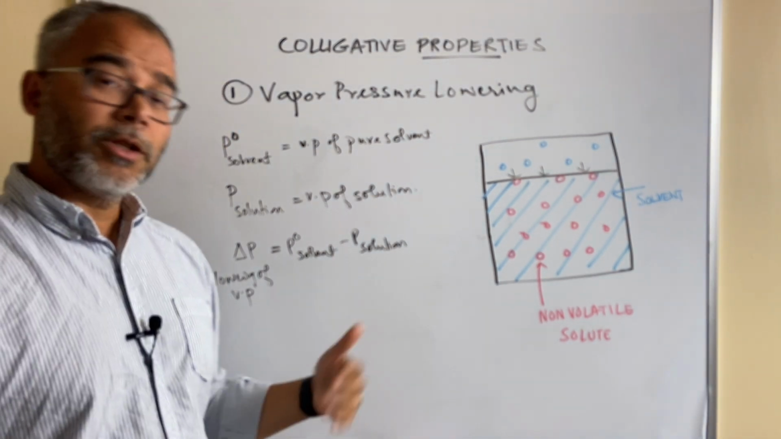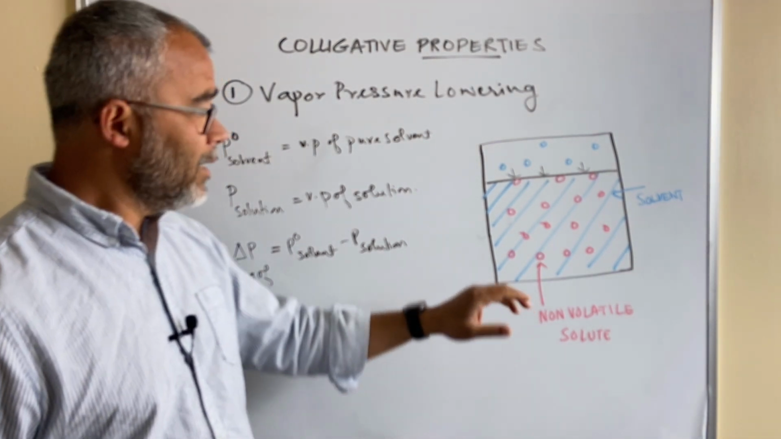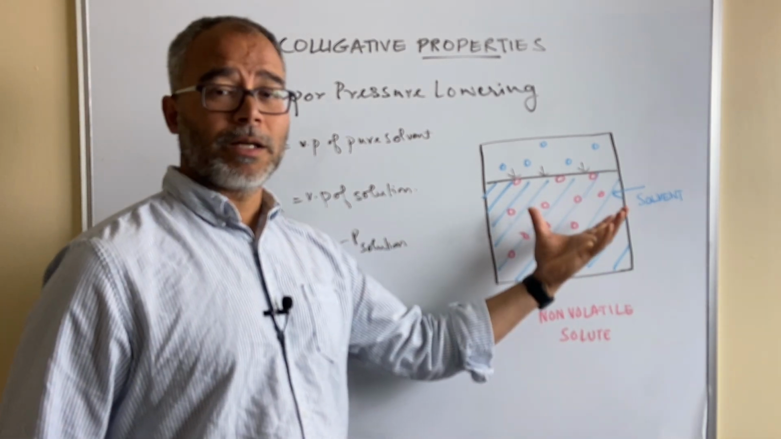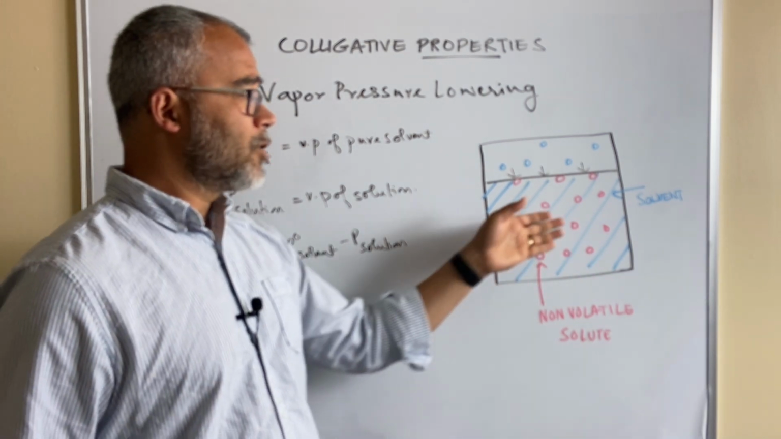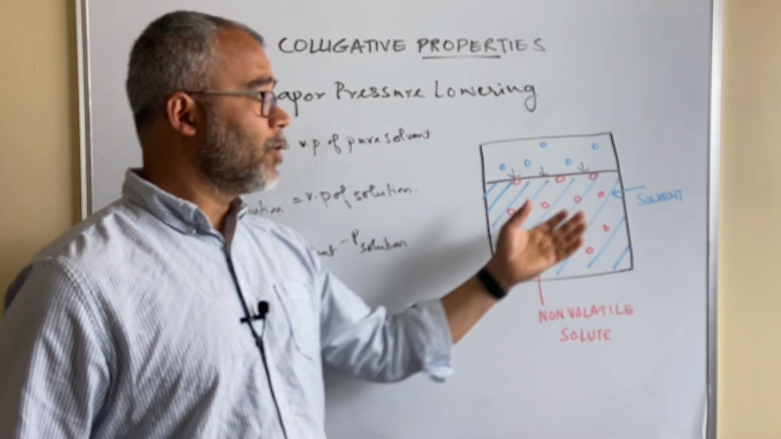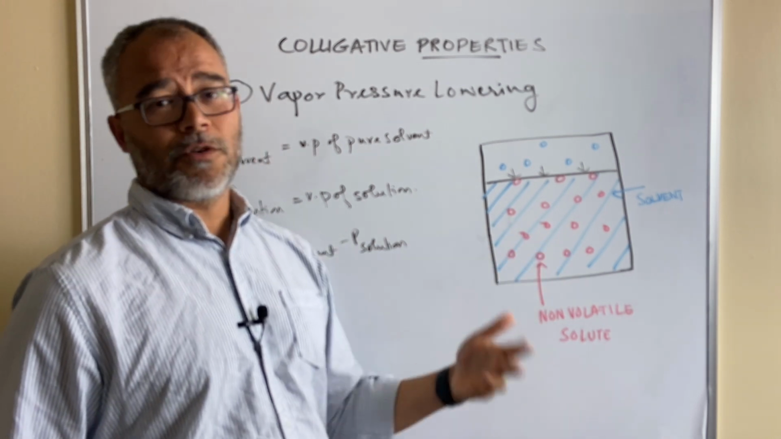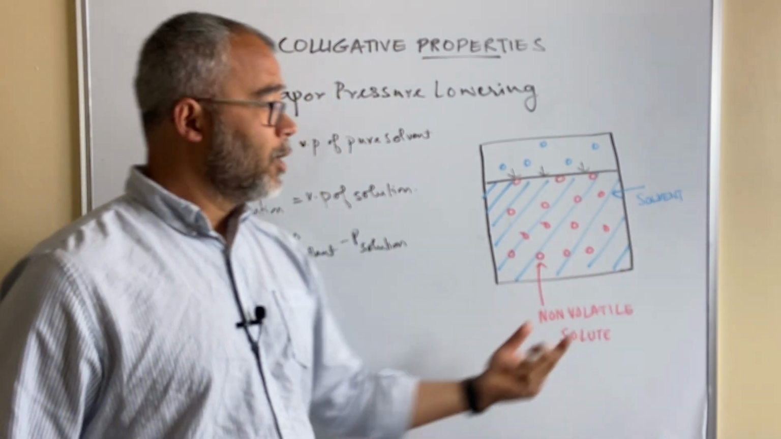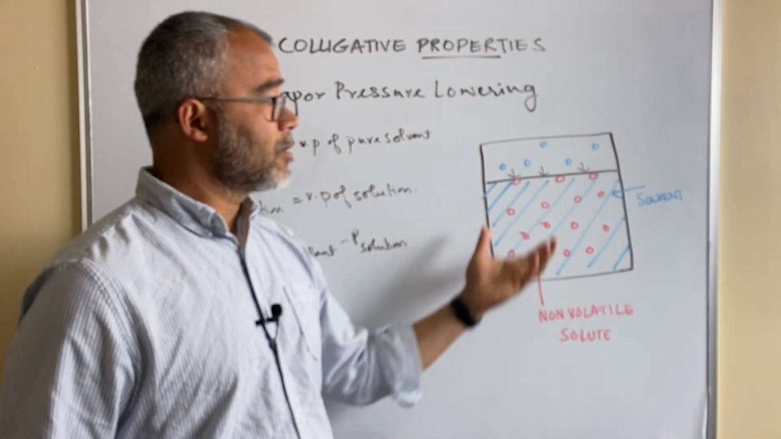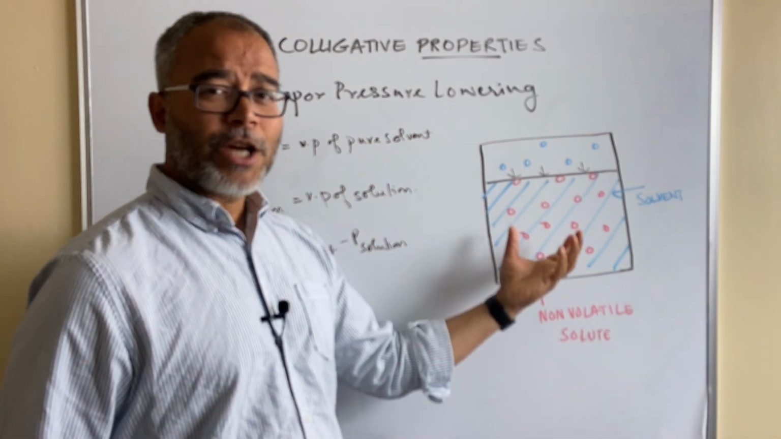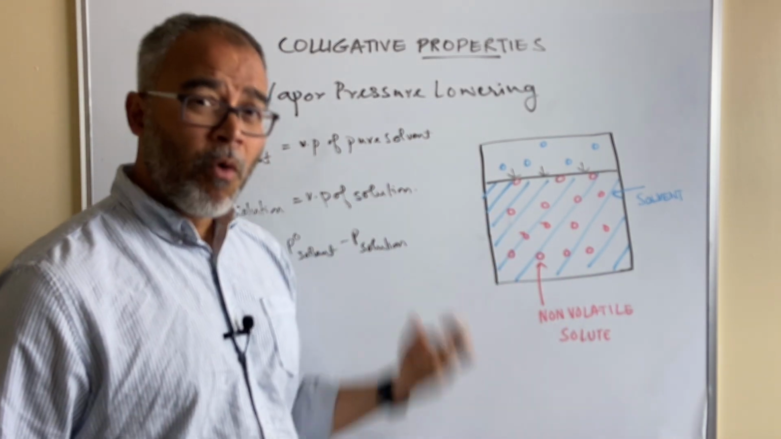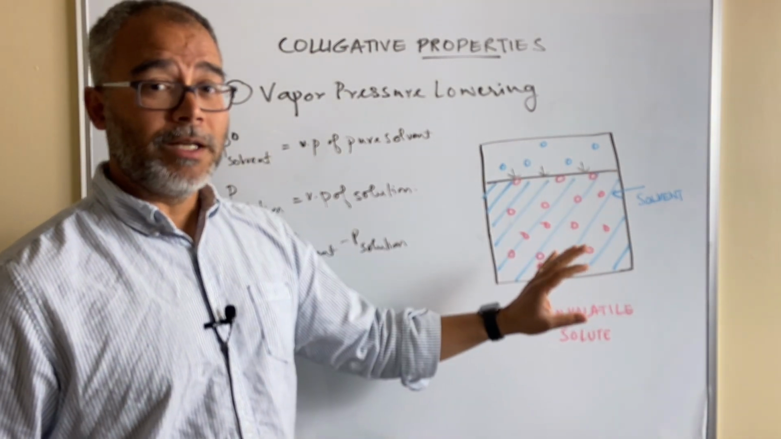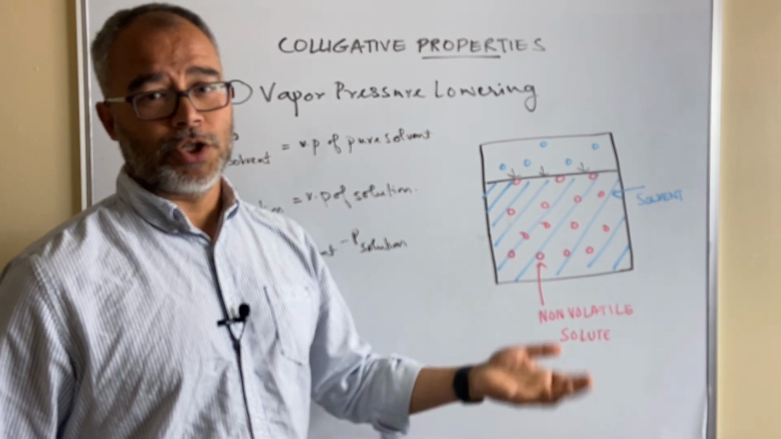There is a law called Raoult's law, and Raoult's law states that the vapor pressure of the solvent is going to be dependent upon the amount of solvent particles in the solution. How do you define the amount of solvent particles? You can define it as a fraction of the total number of components in the solution. Imagine that this is a two-component solution, solute and solvent. Then what fraction of the solute and solvent are solvent particles? That fraction is defined as the mole fraction. So if you take the mole fraction of the solvent and multiply it by the vapor pressure of the pure solvent, that is going to equal the vapor pressure of the solution.